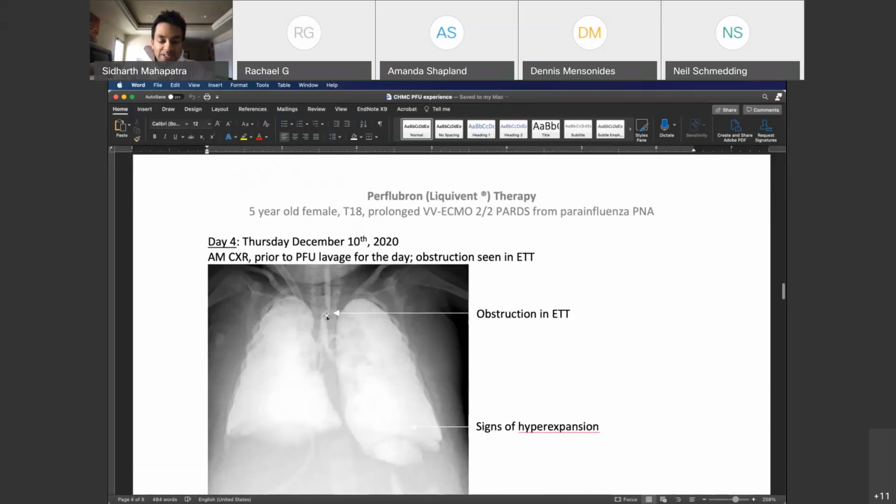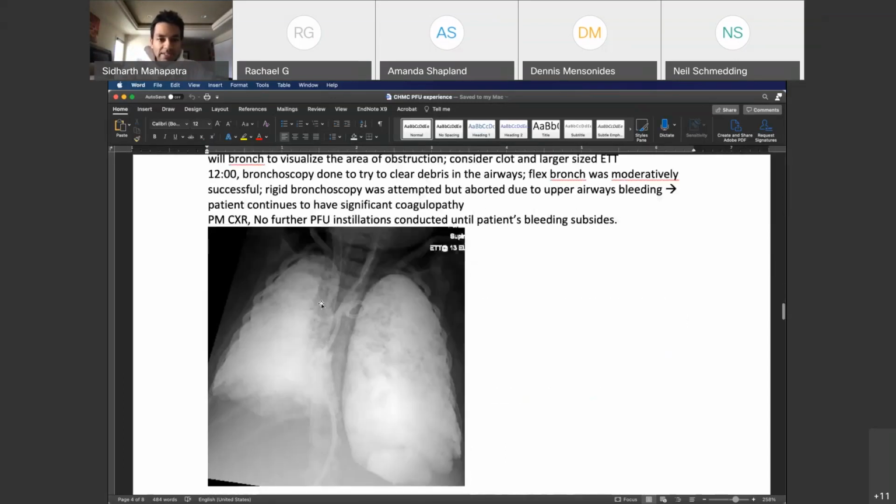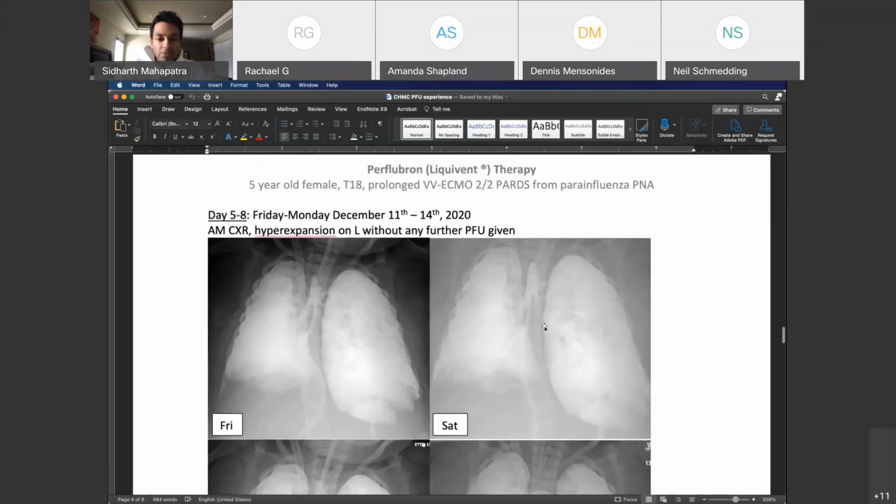And so on Thursday, we decided to do a bronch, and we found tons of debris within the lungs. But the problem was that when we went after it, she began to bleed. We did both the flexible and rigid, and there was just too much bleeding going on in the mouth. So we said, let's stop. And we gave her a break for the next several days. We just stopped instilling anything. For the next 4 days, we gave her a break.